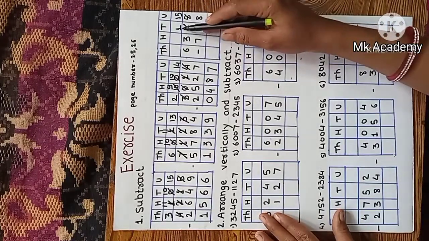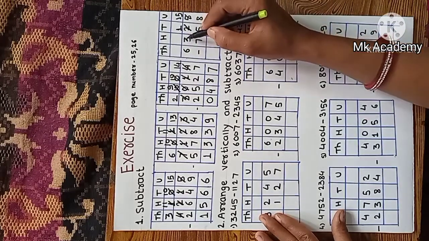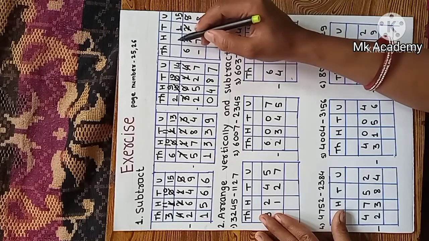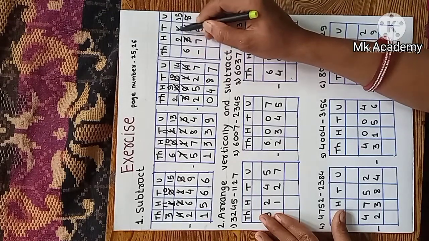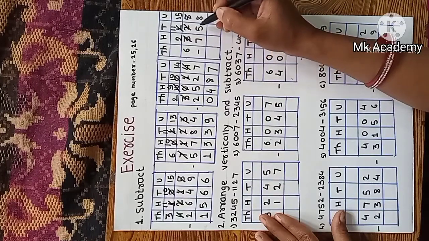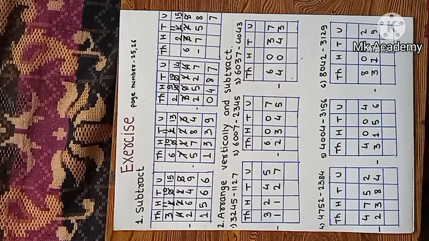Now 1 tens minus 5 tens. This is not possible. Therefore we can borrow from 100. Here 300s, we borrow 100. How many 100 remaining here? 2. Here we get 11 tens. Now 11 tens minus 5 tens. How many tens remaining? Let's count. 6 tens.